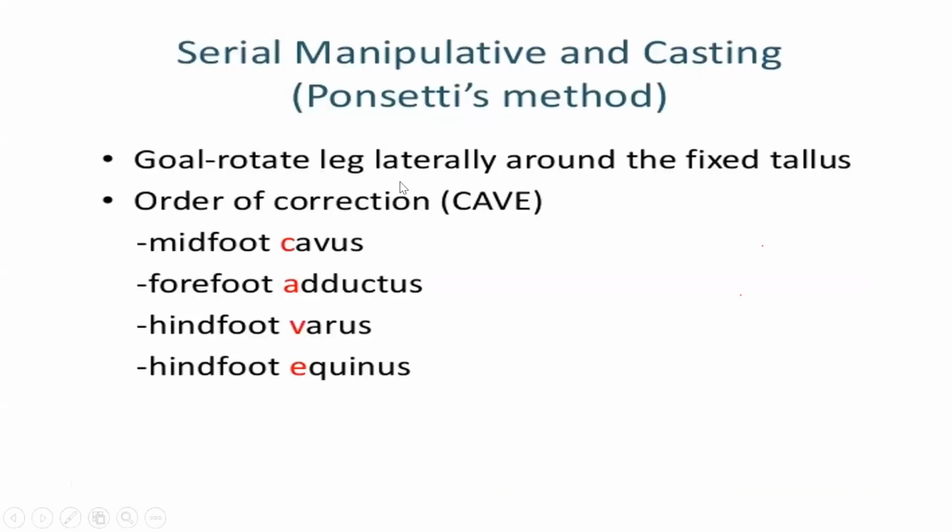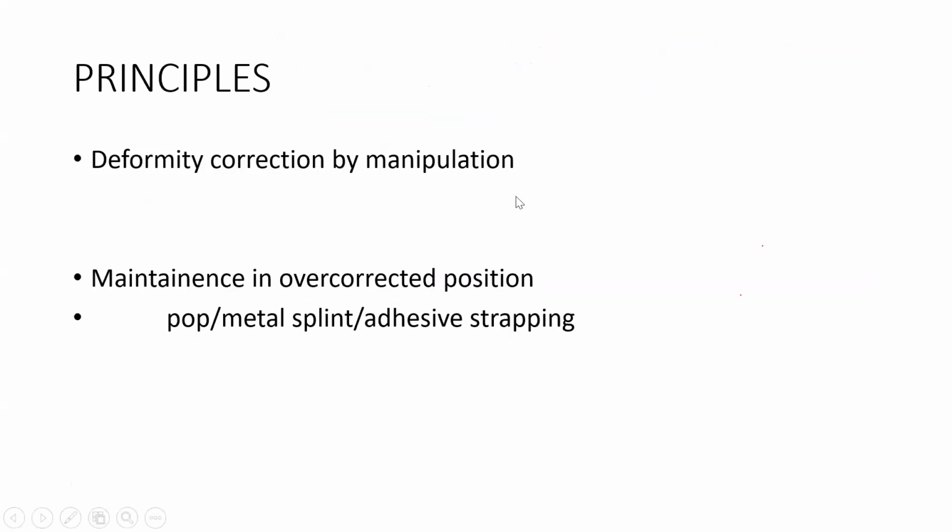So the Ponseti technique is a technique where you have to correct the cavus, adduction, varus, and equinus. The principle is deformity correction opposite to the deformity. So the manipulation should be done opposite to the deformity. If the deformity is inversion, you have to evert. If the deformity is plantar flexion, you have to do dorsiflexion. If the deformity is adduction, you have to do abduction.